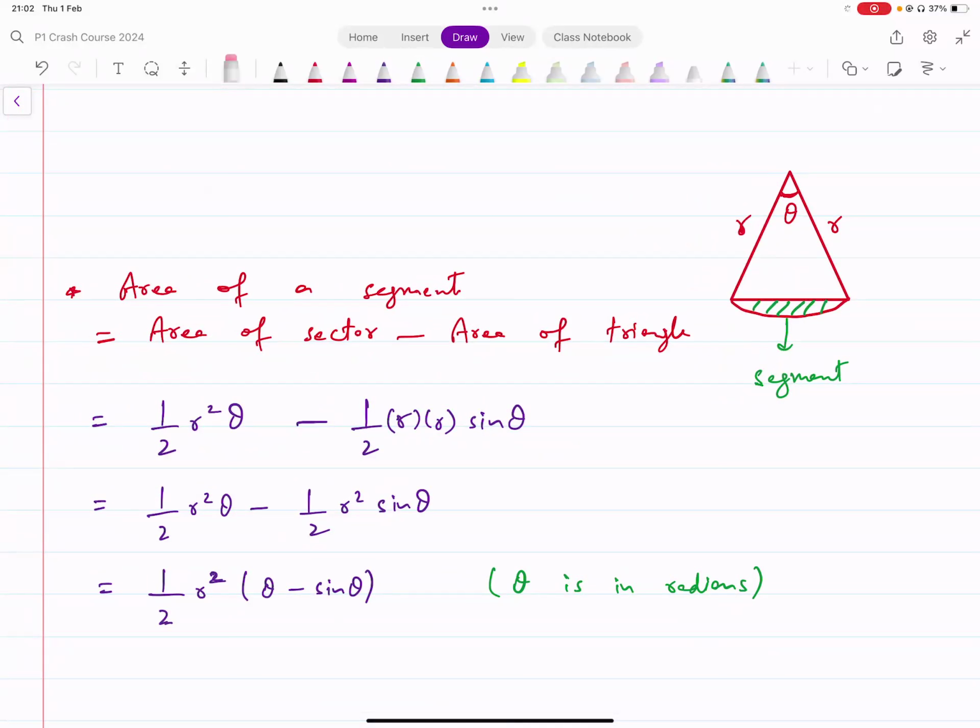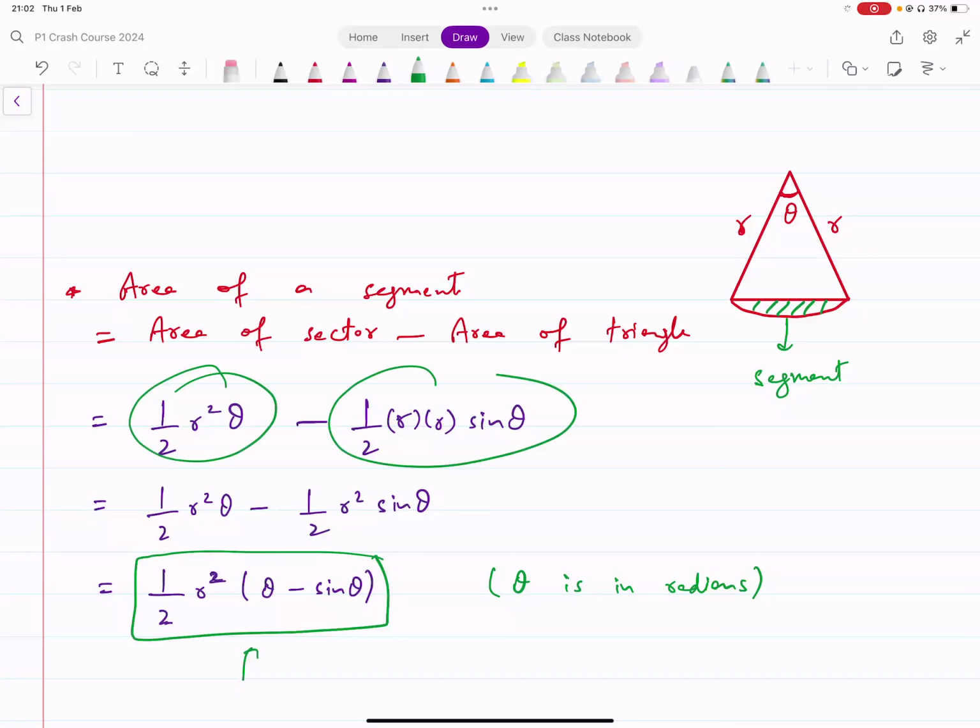How do you find area of the segment? You subtract the area of the triangle from the area of the sector. So sector minus triangle, that gives you this segment. Okay, we looked at this formula as well. Sometimes you will find the marking scheme they're using this formula directly. Where does that come from? Basically, area of sector minus area of triangle.